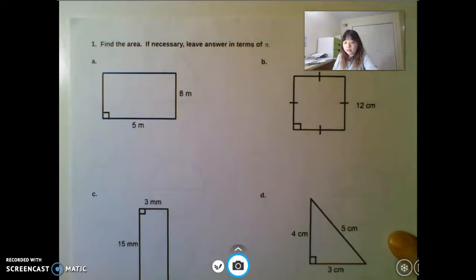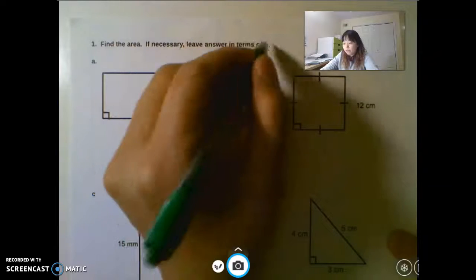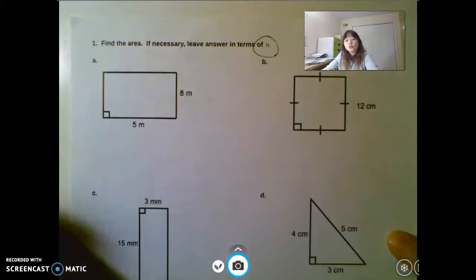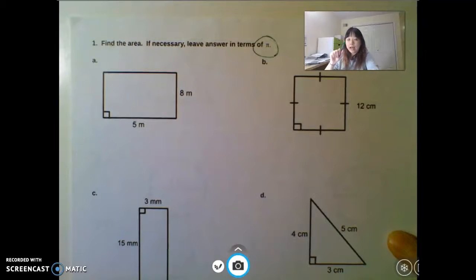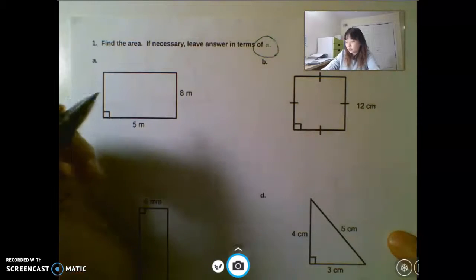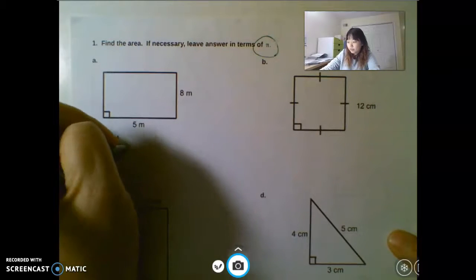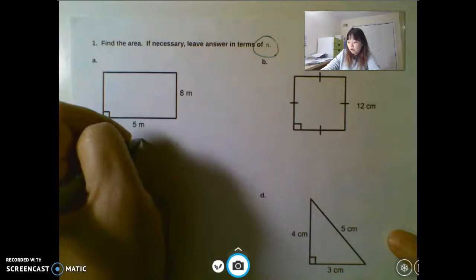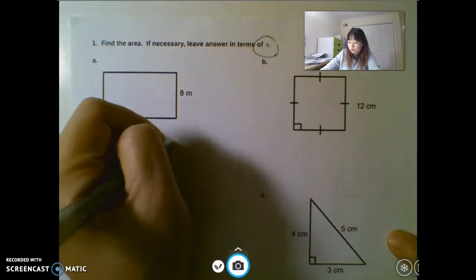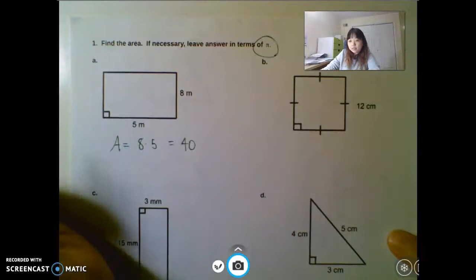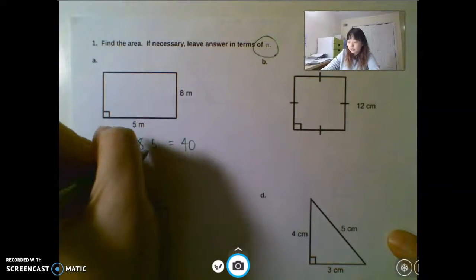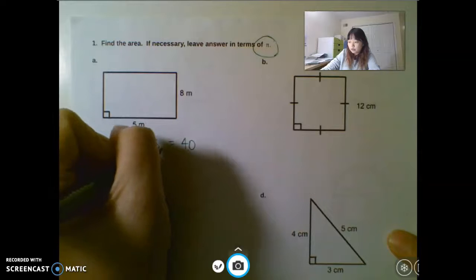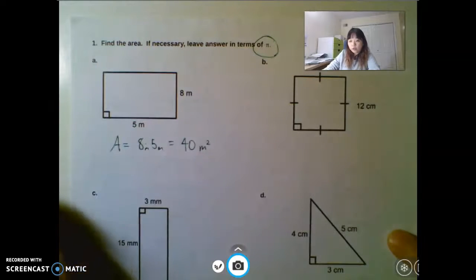Okay, let's do some practice questions. Find the area. If necessary, leave the answer in terms of pi. That means don't ever enter pi in the calculator. We're always going to keep the pi as pi. Let me show you an example. Area is base times height, 5 times 8, which is 40. If it's area, you're doing meter times meter, that's why the unit is meters squared.